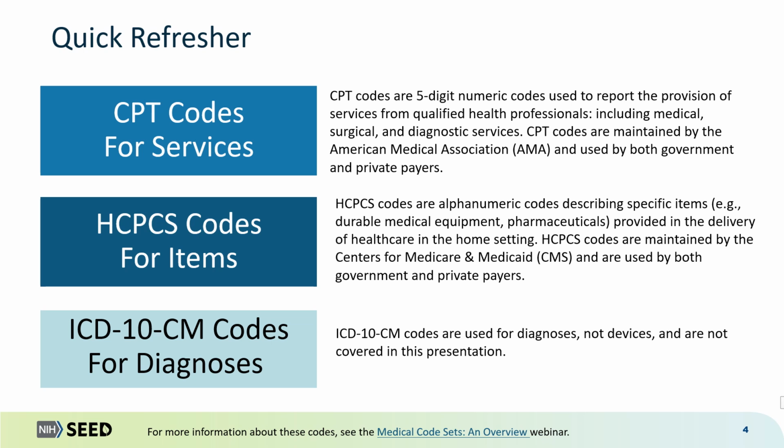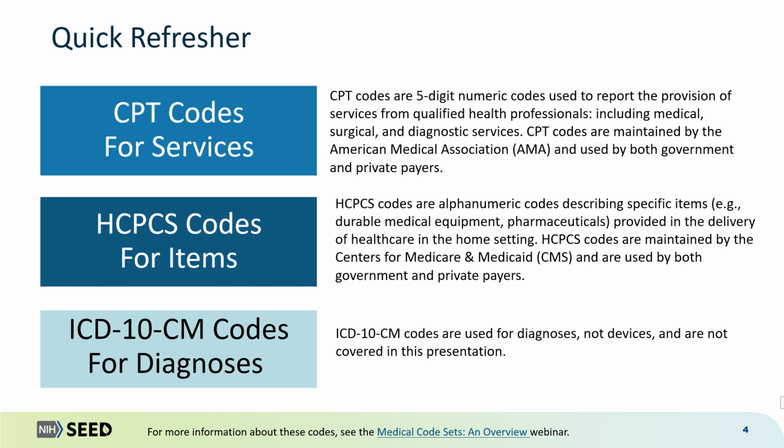Just a quick refresher from our last webinar. CPT codes are for services. CPT codes are 5-digit numeric codes that are used to report medical services from qualified healthcare professionals. Think licensed professionals that may submit claims. These include medical, surgical, and diagnostic services. CPT codes are maintained by the American Medical Association and are used universally by both government and private payers.